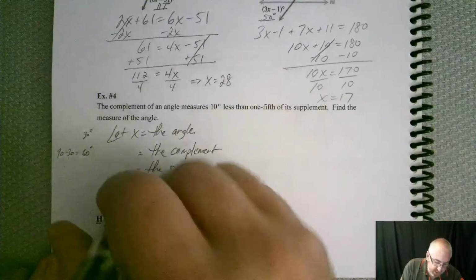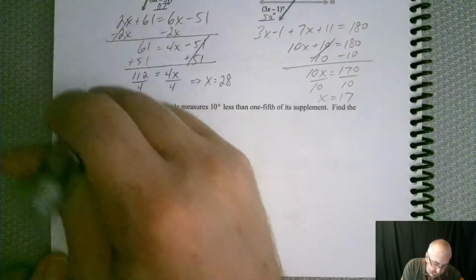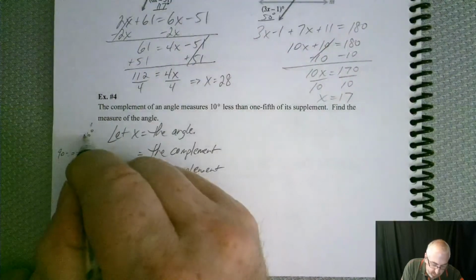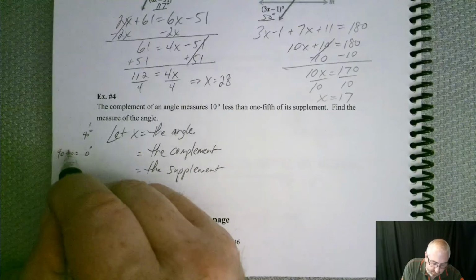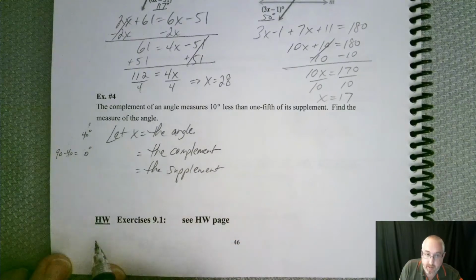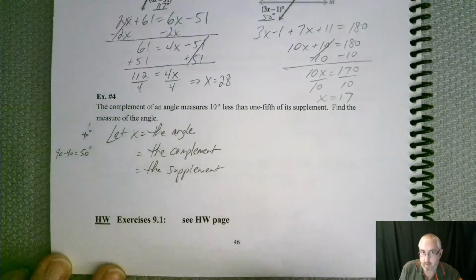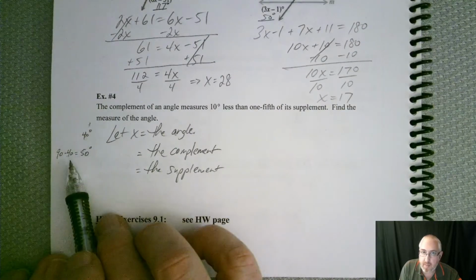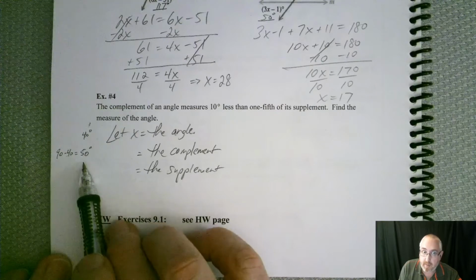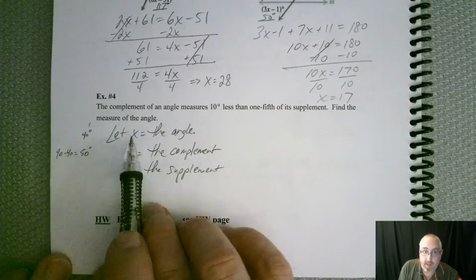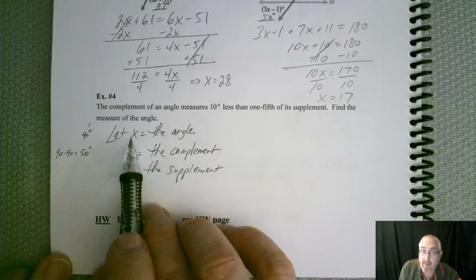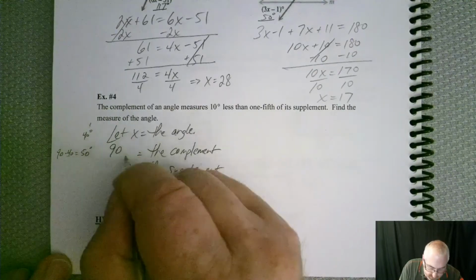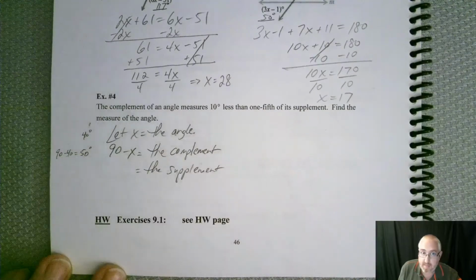So if I change this angle to 40 degrees, I'd have to subtract 40 from 90 degrees, which gives me my 50. So no matter what angle I start with, I have to subtract it from 90 in order to get my complement. But if I'm starting with x, I have to subtract x from 90. So this expression is going to be 90 minus x.